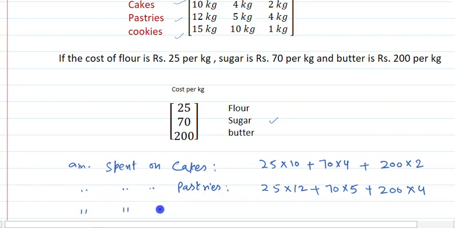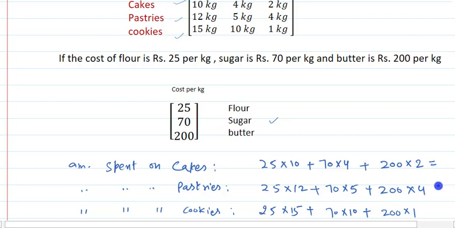Similarly, if we need to calculate the amount spent on cookies, we can find it out by multiplying 25 with 15 plus 70 multiplied by 10 plus 200 multiplied by 1.